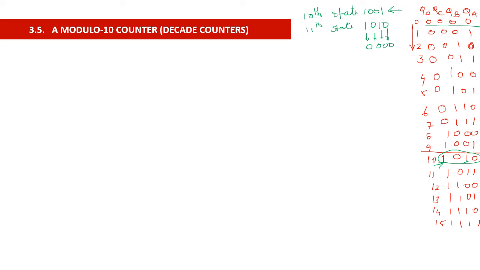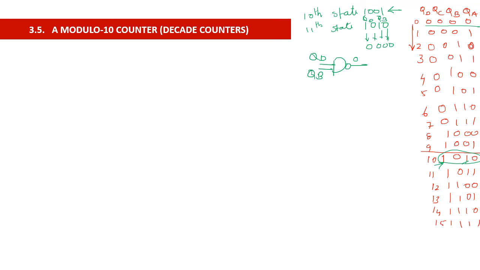So if you check, you can see that at this stage, when the 11th state occurs, QD and QB are high. So what we will do is connect these two inputs to a NAND gate. That is, we will connect QD and QB to a NAND gate. For all other states, you can see that QD and QB never become equal to 1. So when the 11th state occurs, that is when QD and QB are equal to 1, the output of this NAND gate will be 0. For all other states that occur before, your output will be 1.